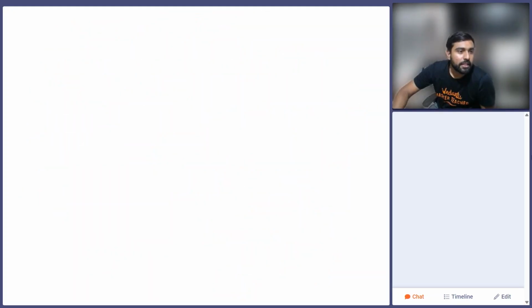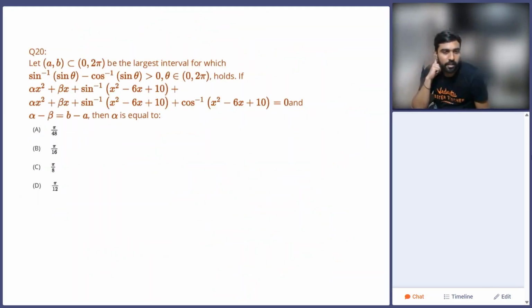So moving on, let's have a look at the next one. But what do we have here? You have been told that A, B belongs to 0 to 2 pi is the largest interval for which sine inverse of sine theta minus cos inverse of sine theta is greater than 0.